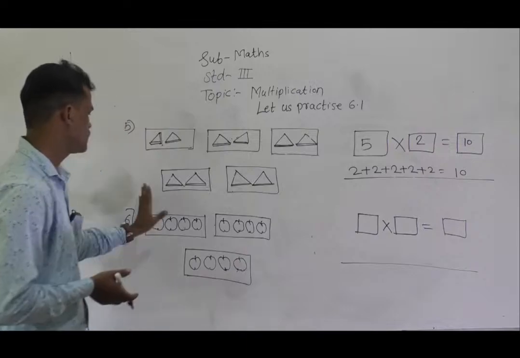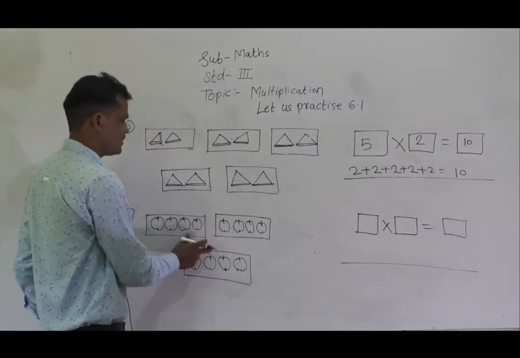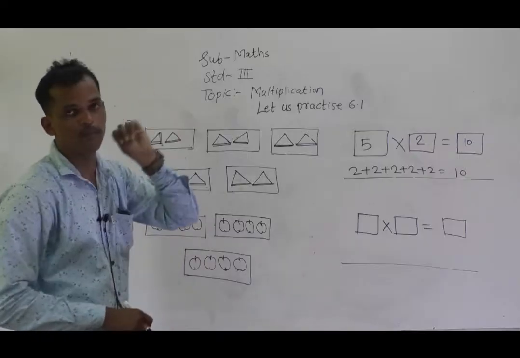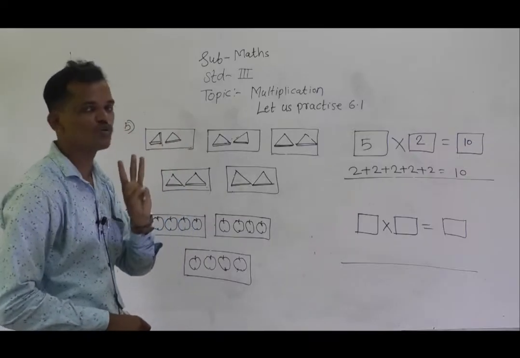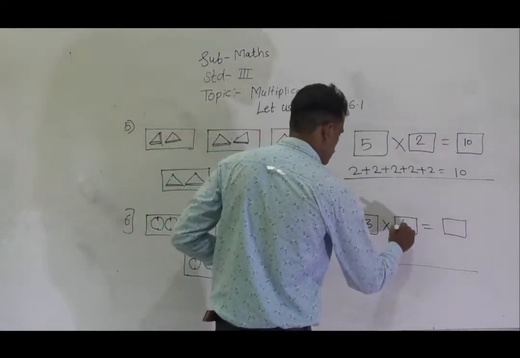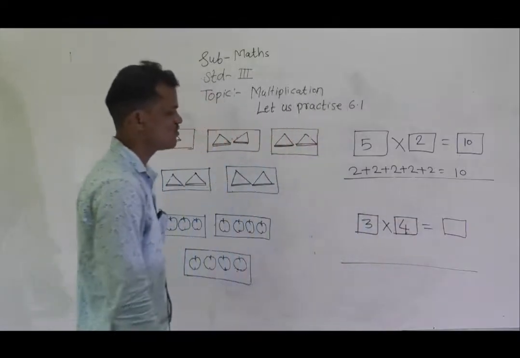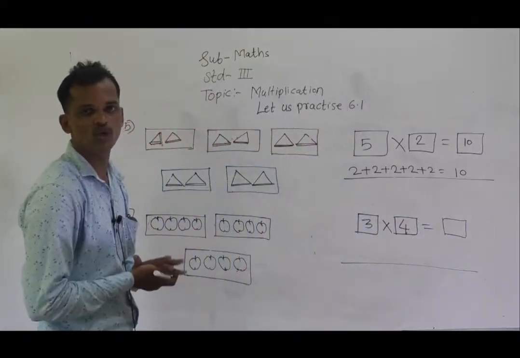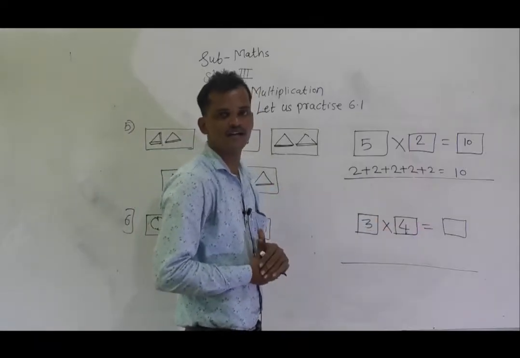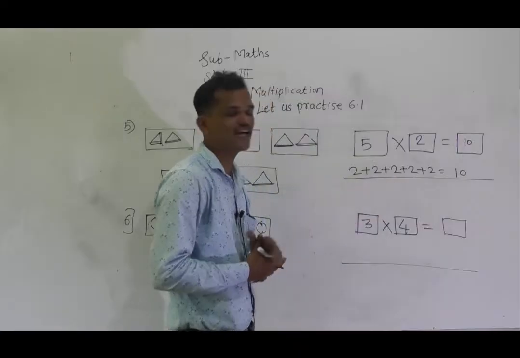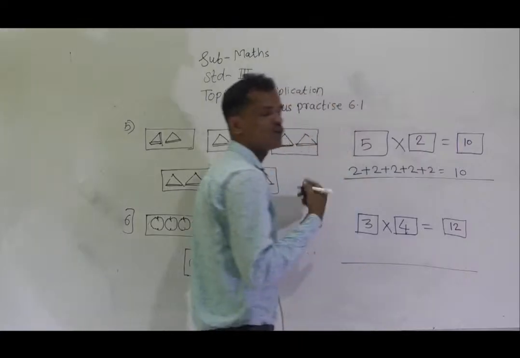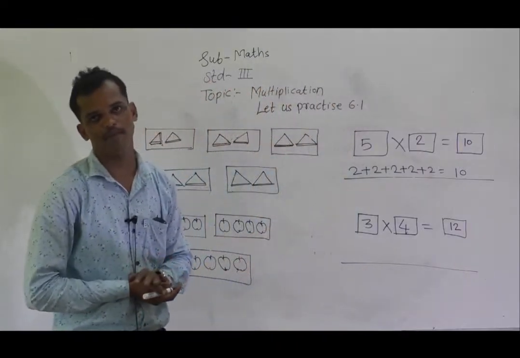Okay, so see, there are 3 groups of 4 apples. So write 3 times 4. So you can find out how many total apples are there. Okay, so 3 4s are 12 or 4 3s are 12. So write here 12. So there are 12 total apples.